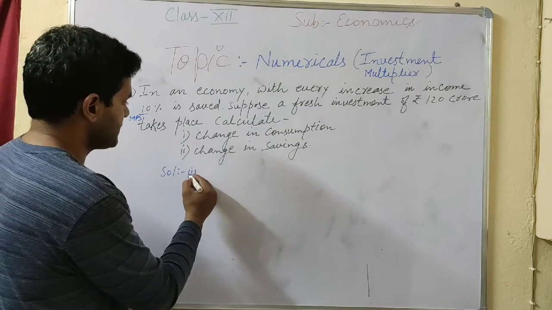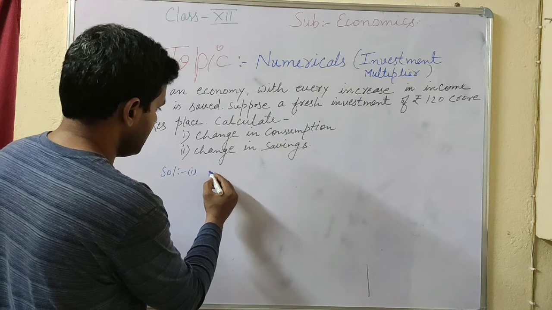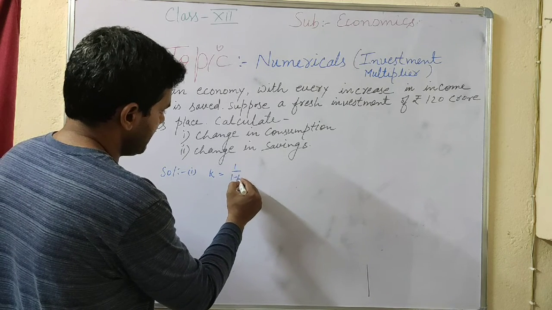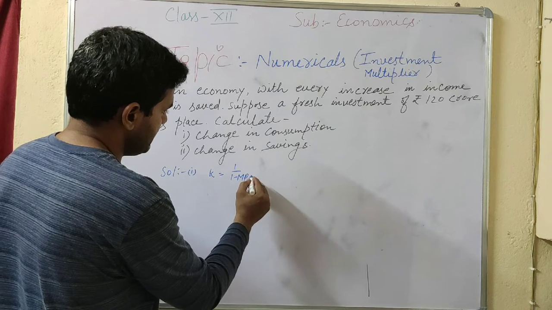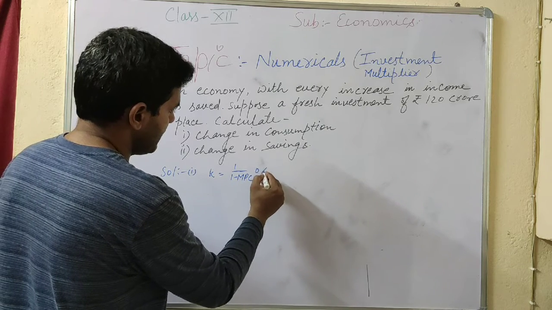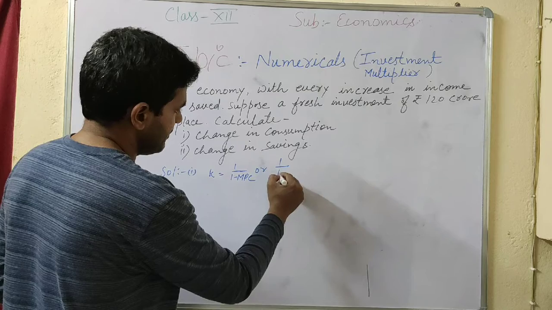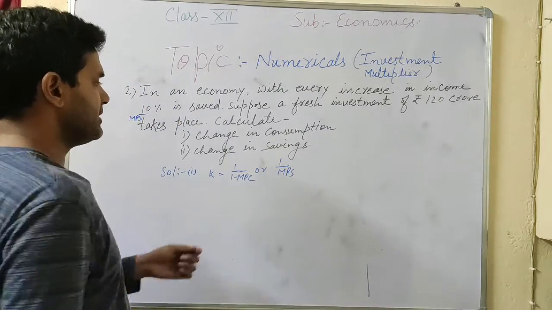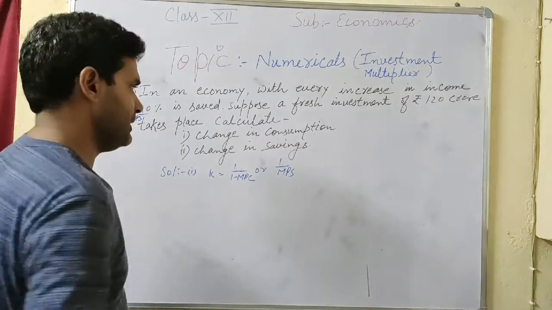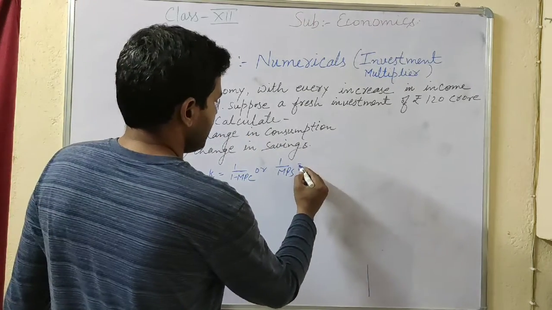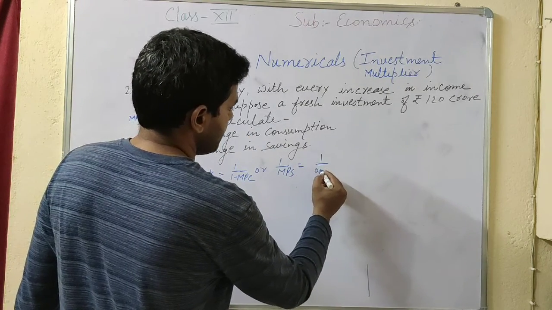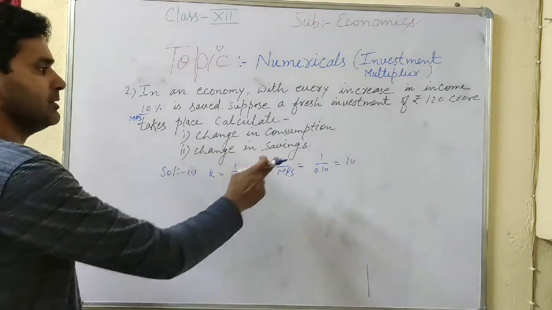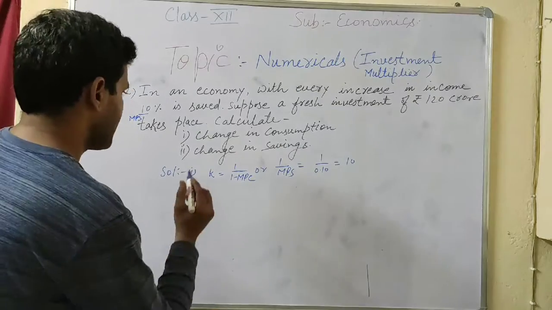So the solution of the first part will be like this. We know that K is equal to 1 upon 1 minus MPC, or we can also write like this, 1 upon MPS. Because 1 minus MPC is nothing but it is equal to MPS. So the value of K will be 1 upon 0.10, which is further equal to 10. This is the value of K.